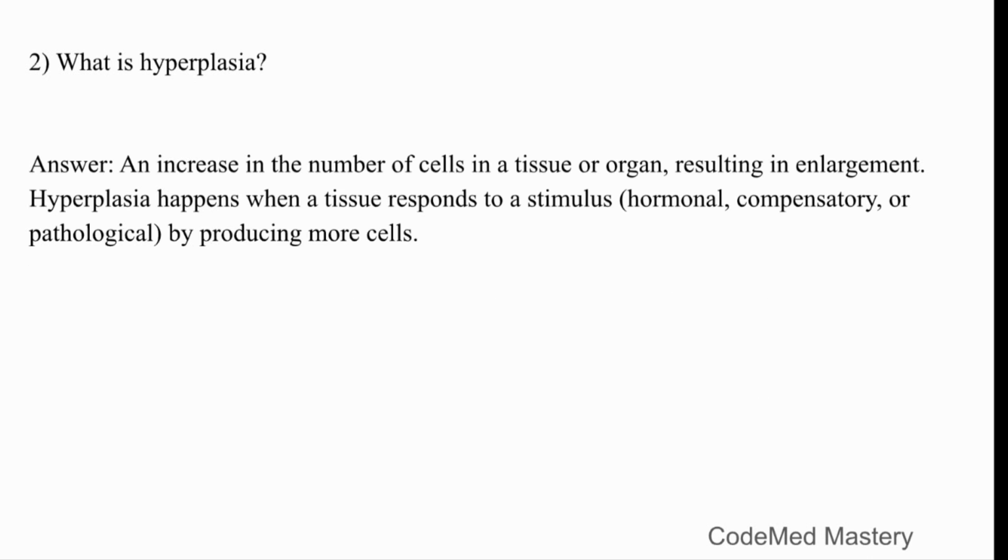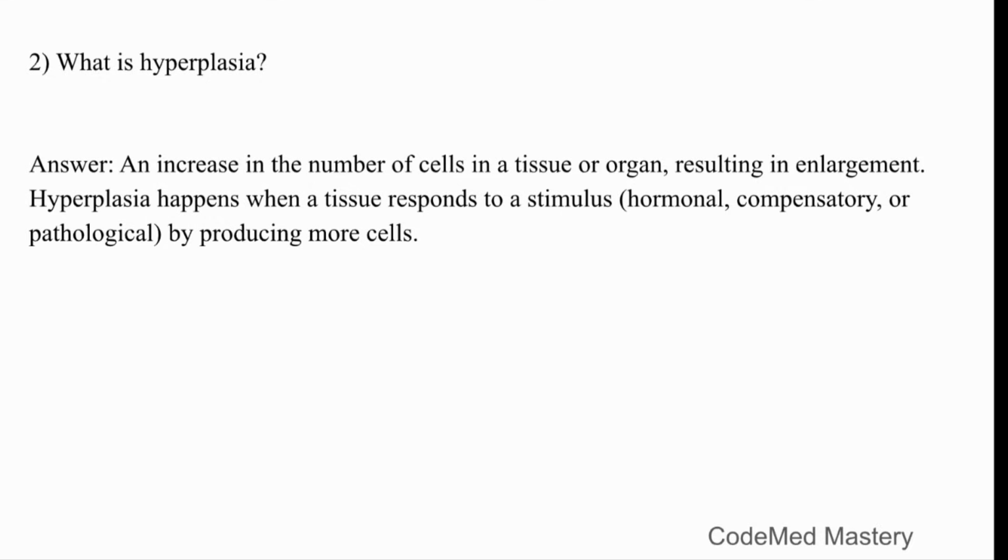Next question. What is hyperplasia? Hyperplasia is an increase in the number of cells in a tissue or organ resulting in enlargement. So, hyperplasia happens when a tissue responds to stimulus by producing more cells.